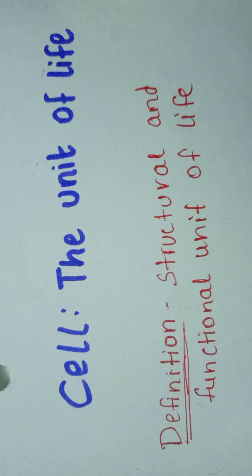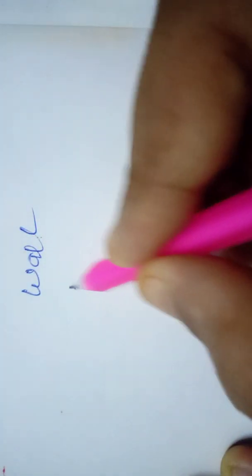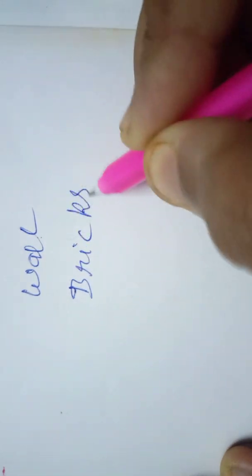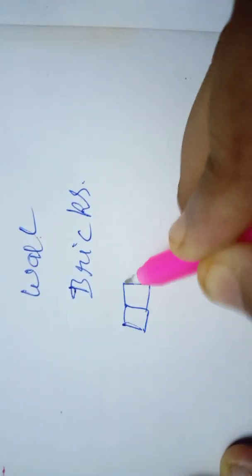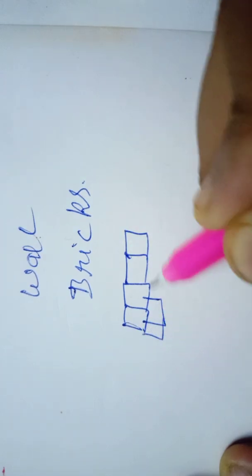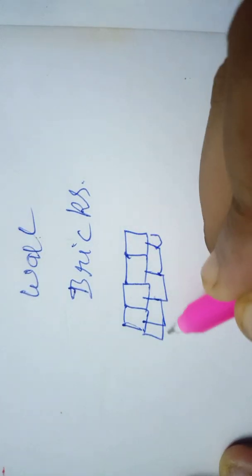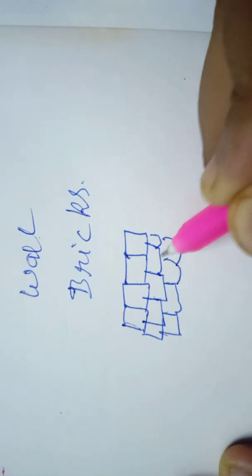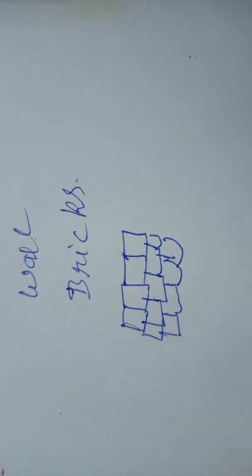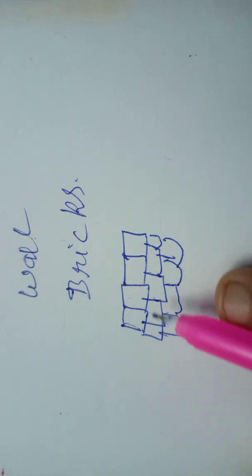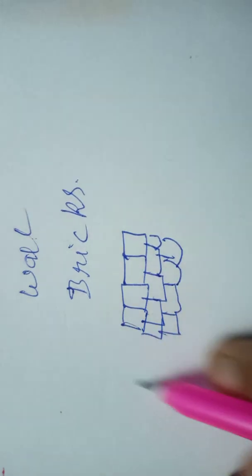Now before going to that, I want to just explain you one thing. See, we know wall. How is the wall made up? It is made up of bricks, right? One block, like blocks it is made up of. Yes or no? I am drawing a rough diagram, okay? So in the same way, if you take a cell as this single unit block, then this whole wall is our human body.